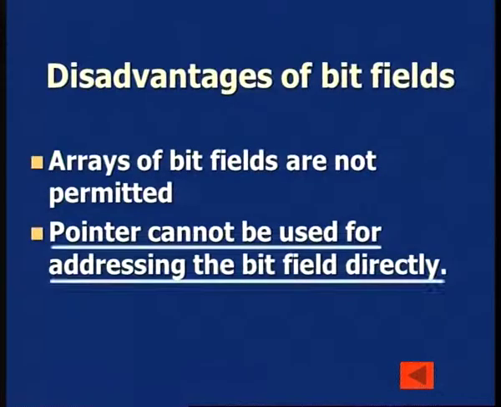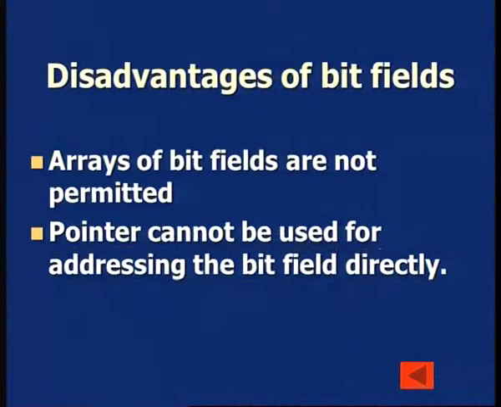So their array cannot keep looking out for what you have allocated and then keep moving up. Array is already defined to work in a particular manner, so it will work only in that way. And pointers also cannot be used for addressing, because pointers also make use of the fundamental data type to hold the address of a variable. So both these concepts are not permitted with bit fields.